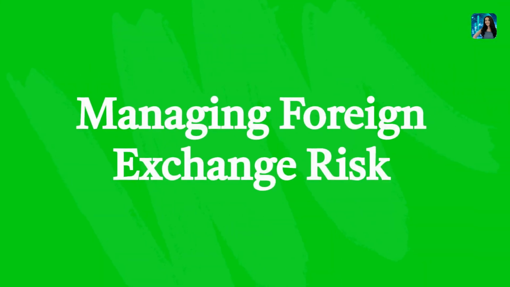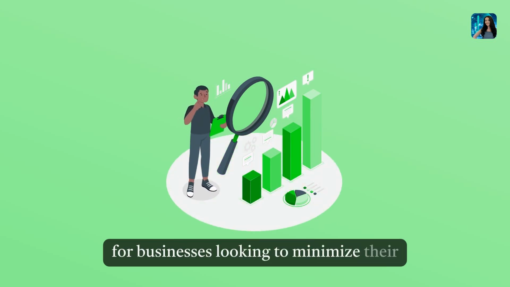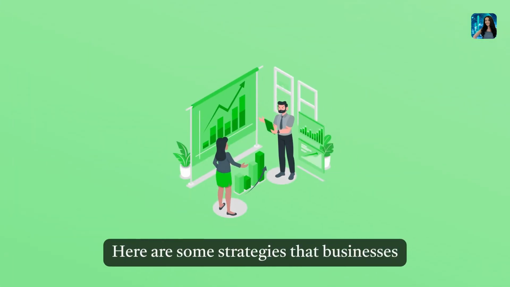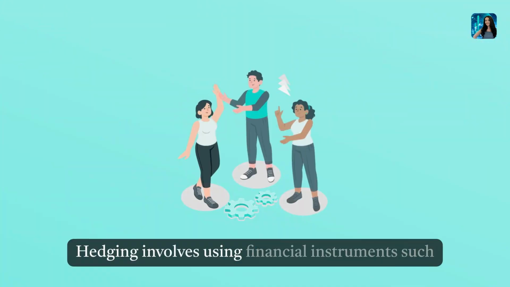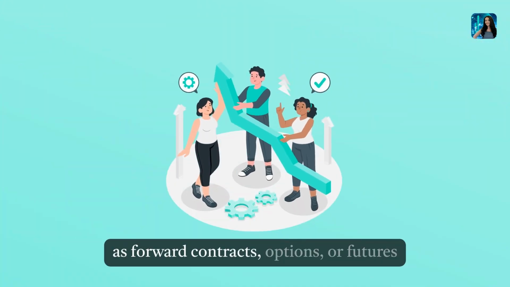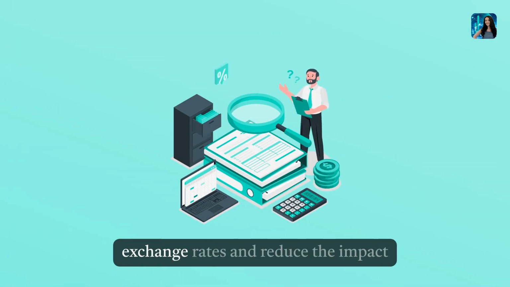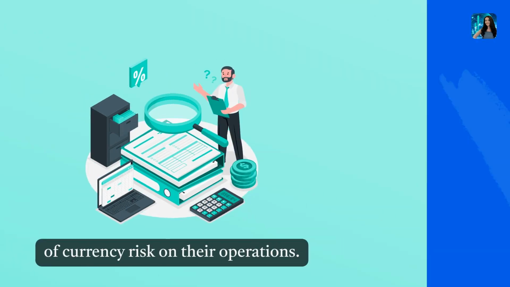Managing foreign exchange risk. Managing foreign exchange risk is essential for businesses looking to minimize their exposure to currency fluctuations. Here are some strategies that businesses can employ. Hedging. Hedging involves using financial instruments such as forward contracts, options, or futures to protect against exchange rate fluctuations. By hedging, businesses can lock in exchange rates and reduce the impact of currency risk on their operations.